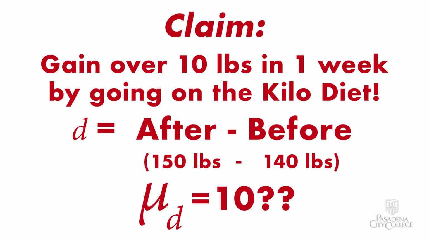Well, you subtract it and get positive 10. That part is great. But the claim is saying that you gain more than 10 pounds in a week. This means the average gain should be bigger than 10. Oh, so you're saying mu d is greater than 10. That's right. You see how the order we subtract these two numbers will make a difference in our mathematical statement?